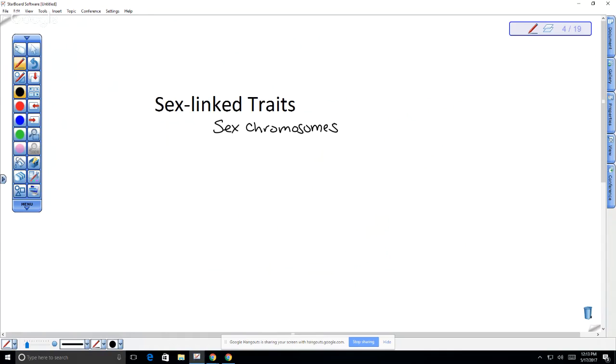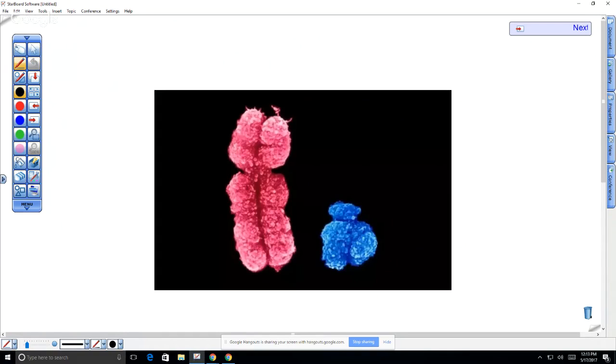Okay? And so when you look at these sex chromosomes, and this is not a picture from your book, but this is a diagram, or excuse me, an actual image of the chromosomes. Now, are these chromosomes replicated or unreplicated?